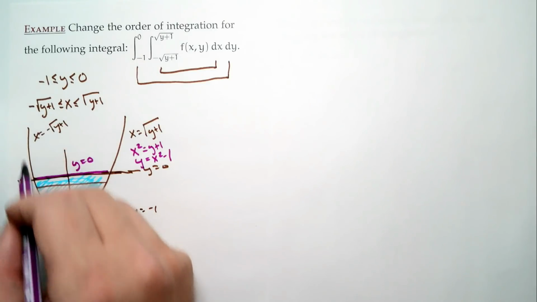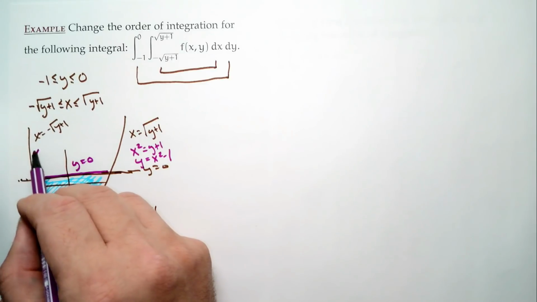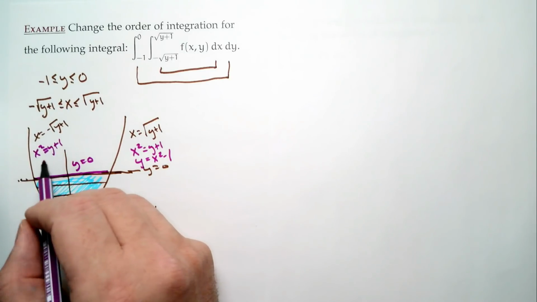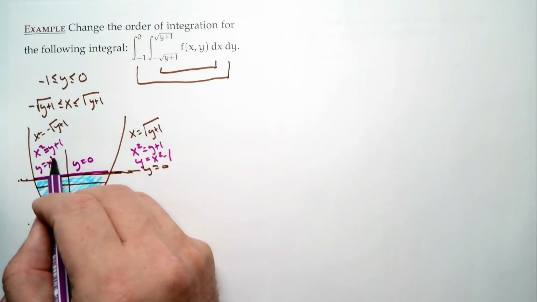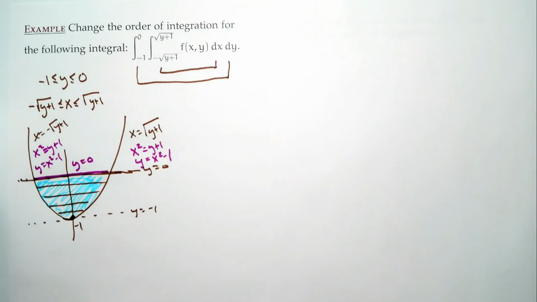How about this curve over here? Well, square both sides, x squared equals y plus 1, or y equals x squared minus 1. It's actually the same curve. Nice, I like that. Okay, so now we've gotten our picture, we've labeled our curves, and we're ready to figure out our new bounds.